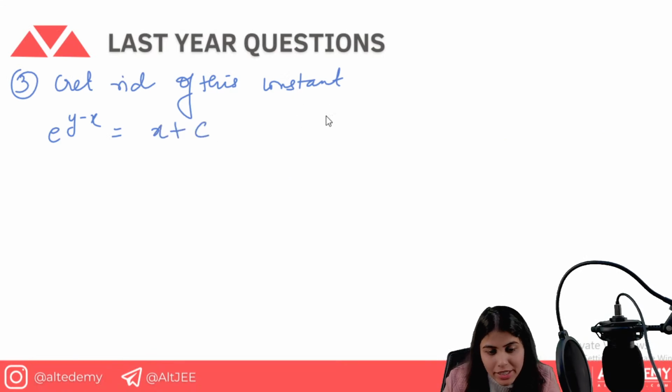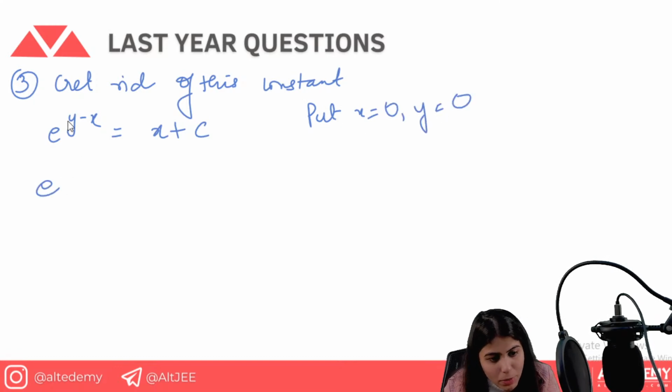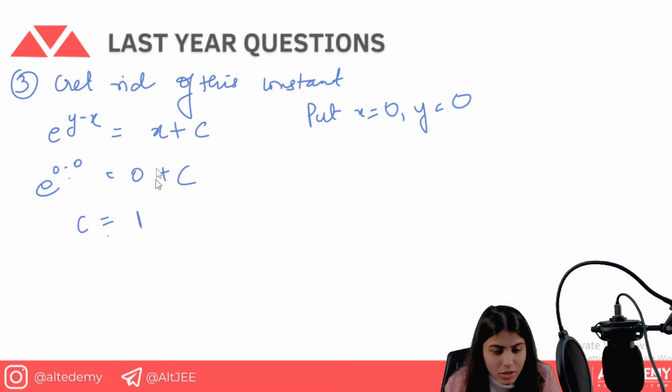What you can do here is substitute x equals 0, y equals 0. So what do you get? e to the power 0 minus 0 is equal to 0 plus c. So c is equal to 1. Now you can write the answer: e to the power y minus x is equal to x plus 1.